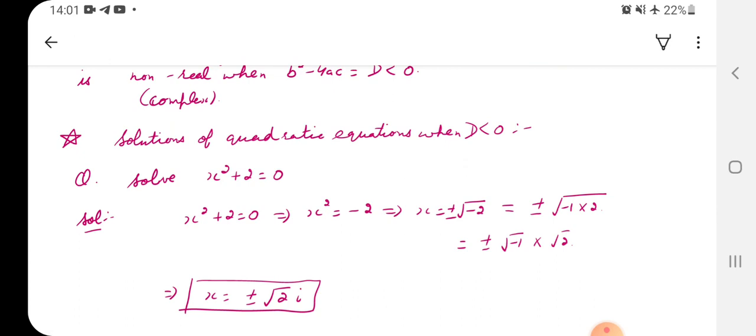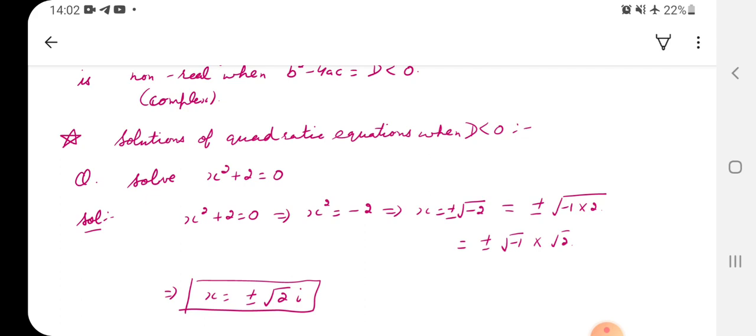Now they said solve x square plus 2 equals to 0. If x square plus 2 is equals to 0, x square will be equals to minus 2. So taking the root on both sides, so we will get x will be equals to plus minus root of minus 2. Now you all know how to find the root of negative numbers. So it will be plus minus root of minus 1 into 2. So it will be plus minus root of minus 1 into root 2. So you all know root of minus 1 is what? Actually it is iota. So you will get plus minus root 2 iota. So x will be what? X will be plus minus root 2 iota. So this is your complex root of the equation x square plus 2 equals to 0.